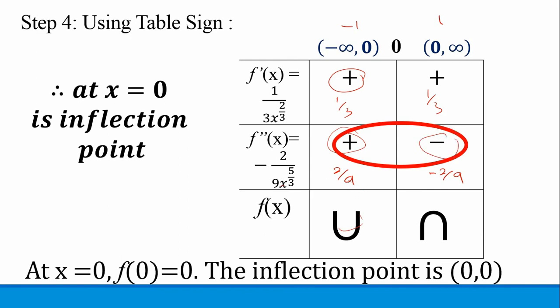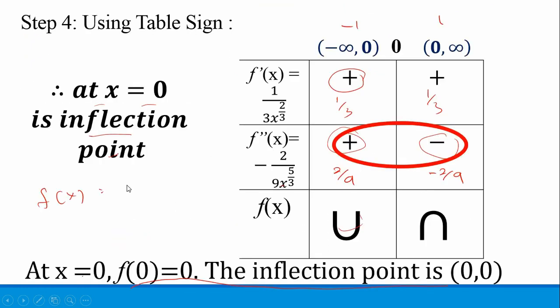So for this case, I assume that maybe it has an inflection point at x equal to 0. Because we have shown from this table, when you substitute the value from the left side and the right side, you can see the sign changes. So you already proved that x equal to 0 is an inflection point, and I just substitute x equal to 0 into the formula of f(x), the first formula f(x).